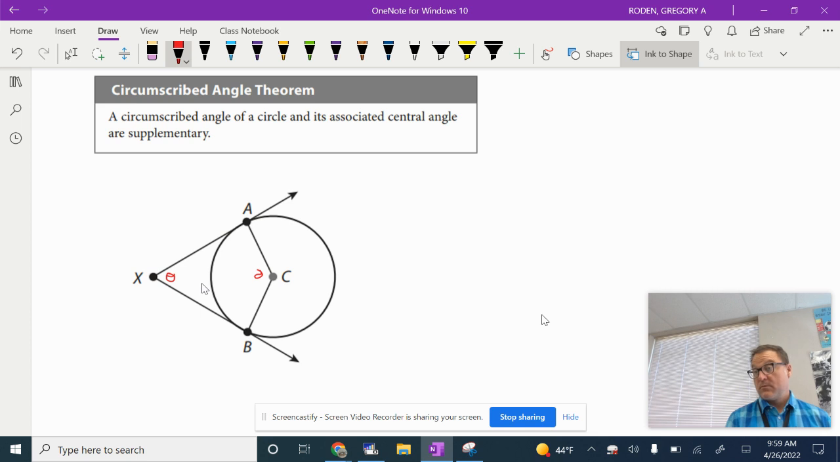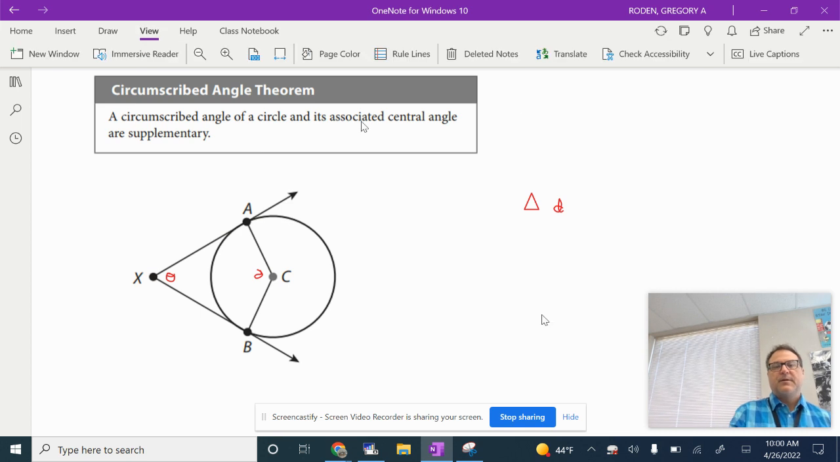Mr. Roden, I've seen delta as a triangle. Is that different in geometry? Lowercase delta. That's capital delta. Lowercase delta is, I think, this. That's capital delta, and this is lowercase. I think lowercase delta. Yep.